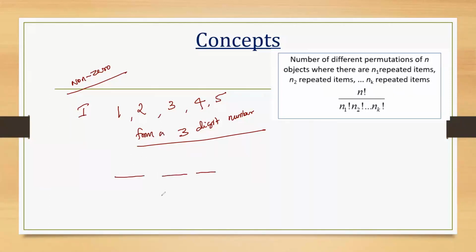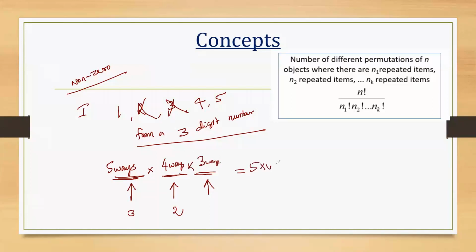So just draw 3 places. In the first place, anyone out of 5 will occur. So we have 5 ways. The second place, anyone can occur, right? So out of 5, 1 is seated here. For example, I mark 3 here. In this place, out of 4, anyone will occur. So 4 ways. For example, if I take 2 here. The third place, out of the remaining 3, anyone will occur. So the answer will be 5 into 4 into 3.